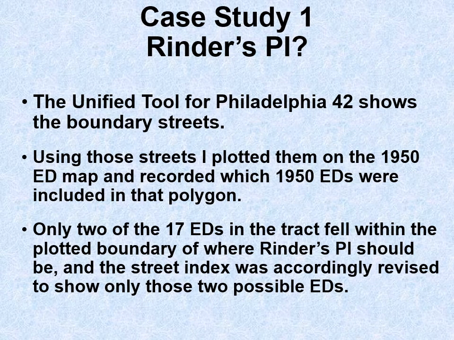So Reinders Place, the unified tool for Philadelphia 42, shows the boundary streets. So I plotted those streets on the 1950 ED map and recorded which 1950 EDs were included in that polygon, and I found only 2 of the 17 1950 EDs fell within the plotted boundary of where Reinders Place should be. And so instead of putting 17 EDs against Reinders Place, I only put 2.